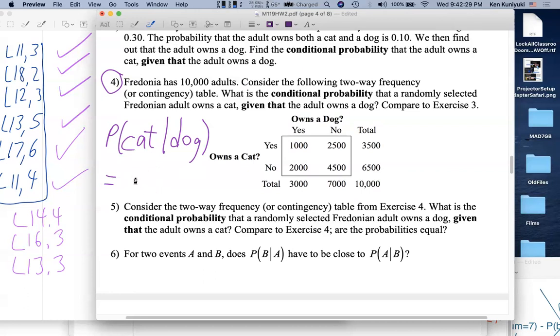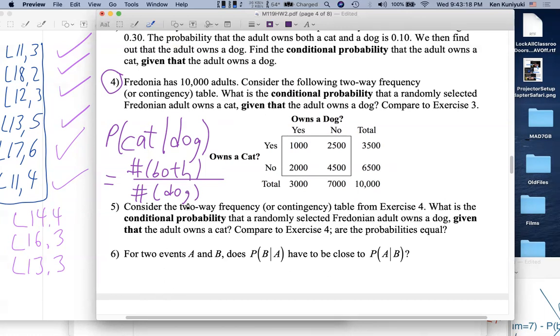If you wanted to look at it from a formula perspective, you could do it this way. It's the probability of both cat owner and dog owner, dog and cat, over the probability of the condition. We're restricting ourselves to the world of dog owners. And actually, instead of probabilities, I'm going to do the raw counts because each Fredonian counts equally. We don't have any twins or anything like that. We don't have to work in terms of probabilities. We can work in terms of raw numbers because each Fredonian adult counts equally.